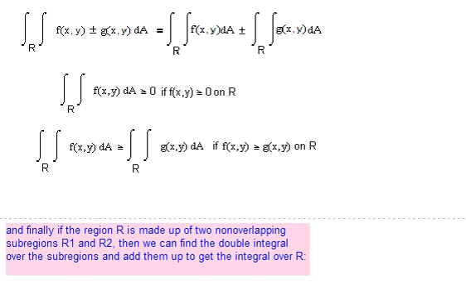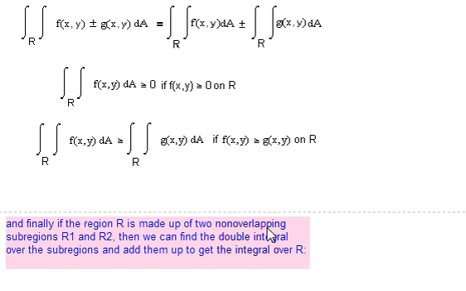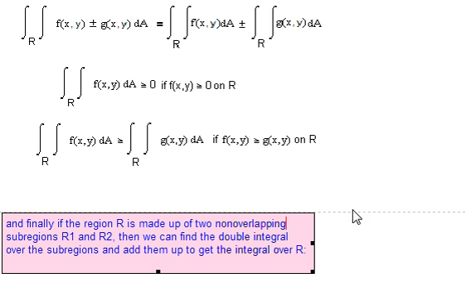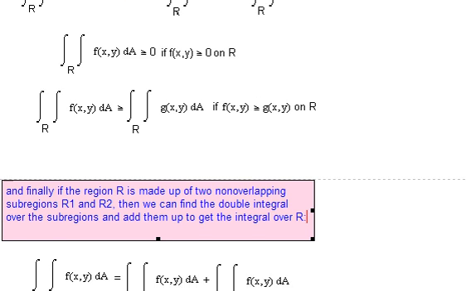And finally, if the region R is made up of two non-overlapping, that's important, they can't be overlapping, subregions R1 and R2, then we can find the double integral over the subregions and add them to get the integral over the total region R. Now, that's kind of like saying if you wanted to integrate from A to B in single variable calculus, and there's a number C in between, then you can integrate from A to C and then integrate from C to B. So that's kind of the same thing.